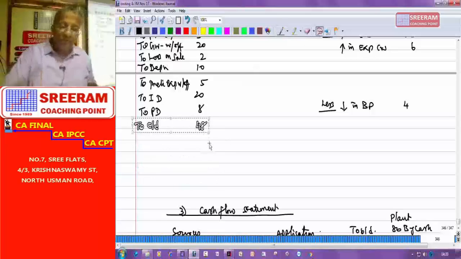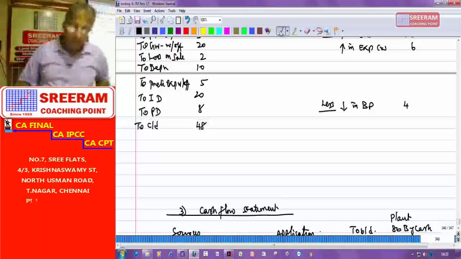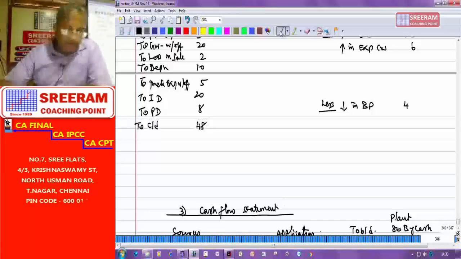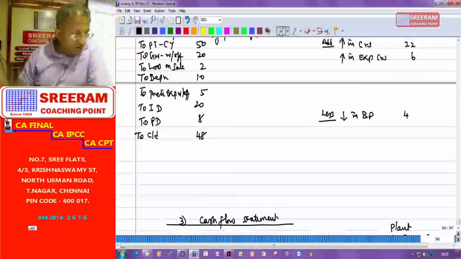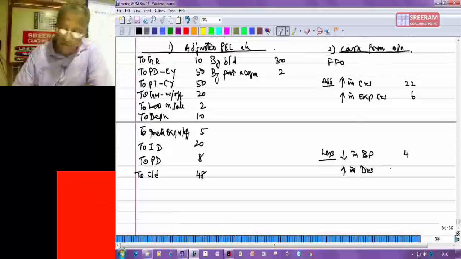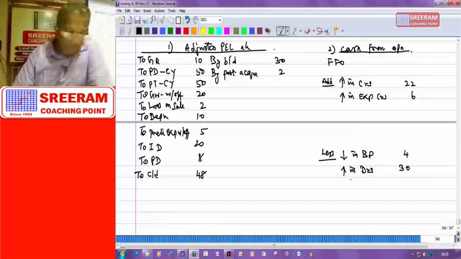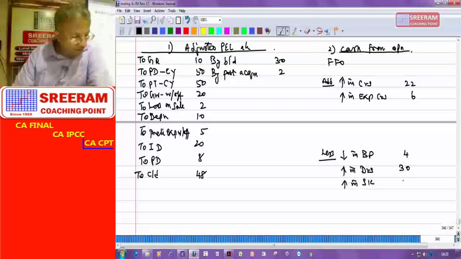Okay. Now we have kept 4 items pending. In fact, 3 items only pending. So what are the 3 items that we have kept pending? Sundry debtors increase. Increase in debtors will result in outflow of money. How much is that? 30. Stock in trade. Increase in stock outflow, how much is it? 32. Increase in bills receivable 10.